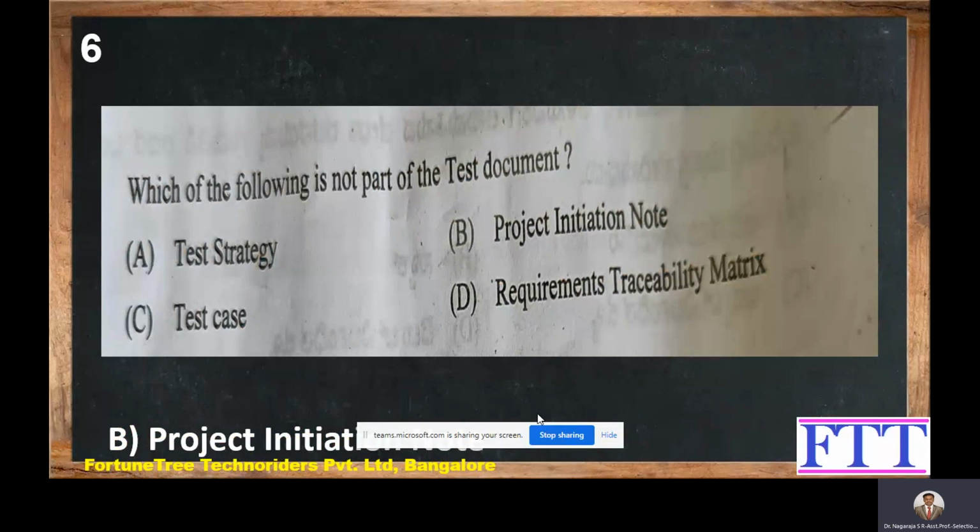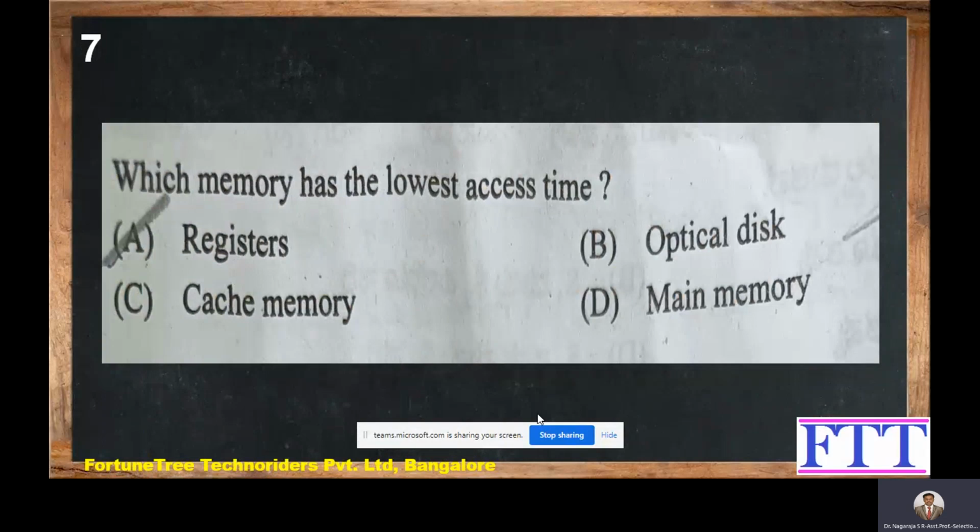Seventh one, which memory has the lowest access time? Register, option A. Option B, optical disk. Option C, cache memory. Option D, main memory. So the right answer is option A, registers.